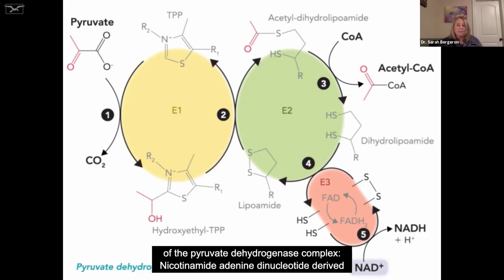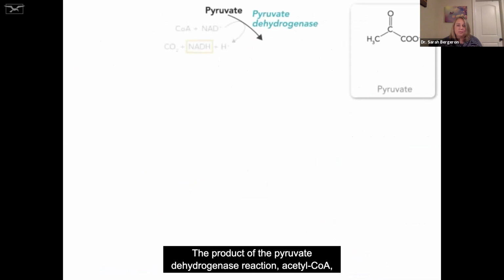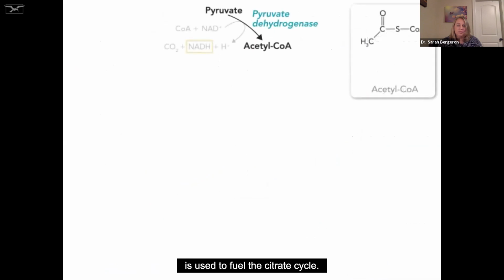Nicotinamide adenine dinucleotide, derived from vitamin B3, flavin adenine dinucleotide, derived from vitamin B2, coenzyme A, derived from vitamin B5, thiamine pyrophosphate, derived from vitamin B1, and lipoamide. The product of the pyruvate dehydrogenase reaction, acetyl-CoA, is used to fuel the citrate cycle.